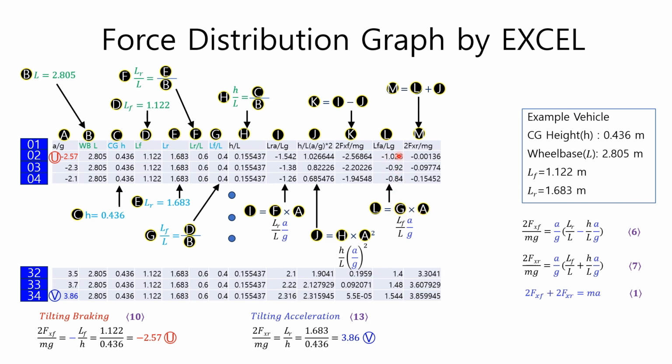Afterwards, if you input the formula for adding the L02 cell and the J02 cell to the M02 cell, you can obtain the non-dimensional driving force of the rear axle, which is the value of formula 7. Continuing, if you copy the formulas of all cells from the F02 cell to the M02 cell and paste them, starting from the row from the F03 cell to the M03 cell, to the row from the F34 cell to the M34 cell, you can get the result shown here.